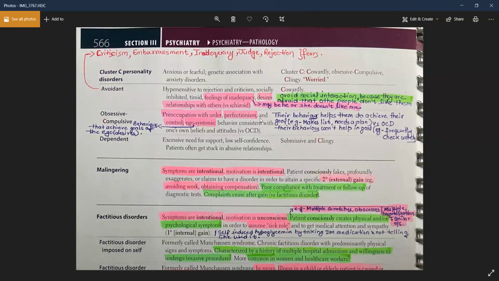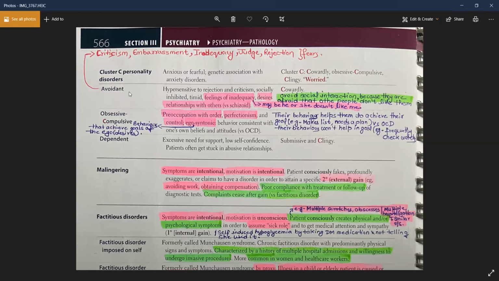Then you have the cluster C personality disorders, and these patients are very much worried about themselves. They are extremely anxious and fearful about their relationships or about their interactions. One is the avoidant personality disorder. In this scenario, the patient, again just like social anxiety disorder, avoids social interactions. They have a feeling of inadequacy, a feeling that they're inadequate for the others. They have a fear of criticism, fear of embarrassment, fear of inadequacy, fear of being judged, fear of rejection. They don't want someone to reject them or judge them. Because of that fear, they always avoid interaction with others.